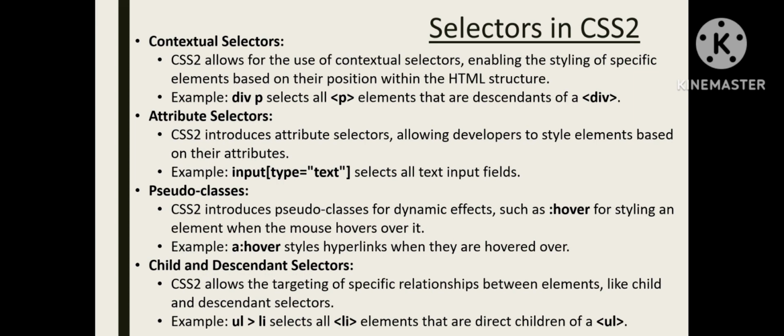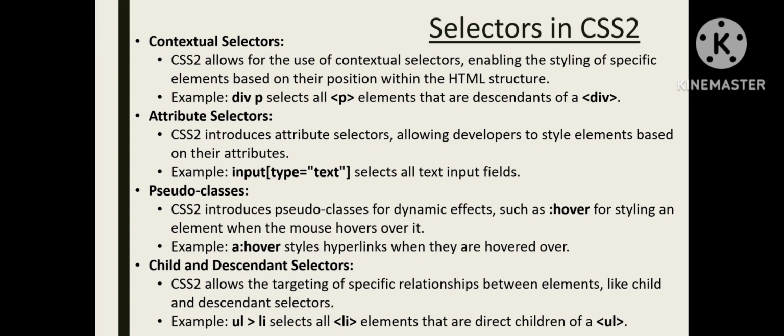Selectors in CSS2. CSS2 introduced a variety of enhanced selectors, providing developers with more precise control over styling elements on a web page. First one is contextual selectors. It allows for the use of these selectors, enabling the styling of specific elements based on their position within the HTML structure. For example, div space p. ये बताता है कि जितने भी पैराग्राफ टैग्स हैं उन सब को सिलेक्ट कर लो जितने भी पैराग्राफ टैग्स div टैग के अंदर आ रहे हैं.